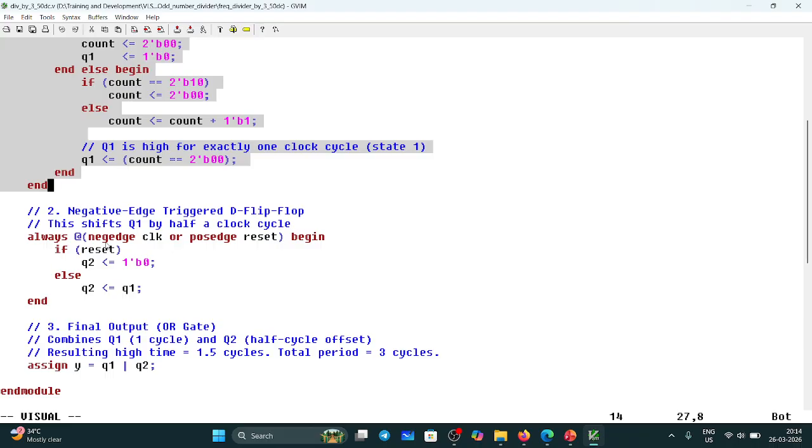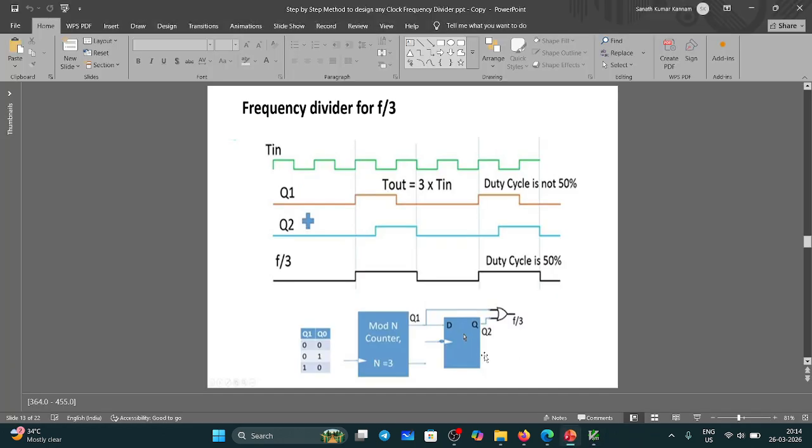So that means always at negedge of clock or posedge of reset begin. If reset, Q2 initializes to 0, else Q2 equals Q1. Okay, so what is the final stage?